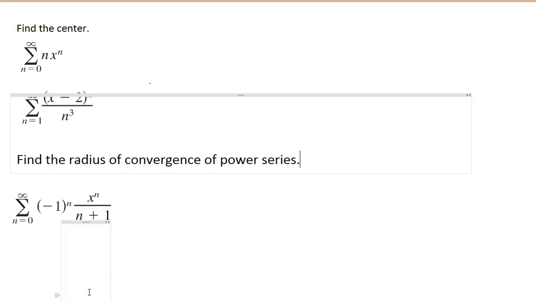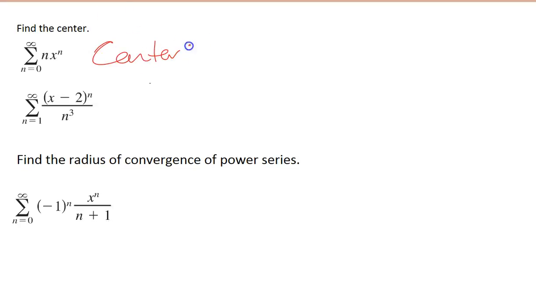Alright, in this question you have to find the center of the power series. Okay, center. You can write c equals... look guys, this is x to the power n, so you could think of it as x minus c to the power n. So c is 0. Right? And what about the center for this one? x minus 2 to the power n. So center is 2.